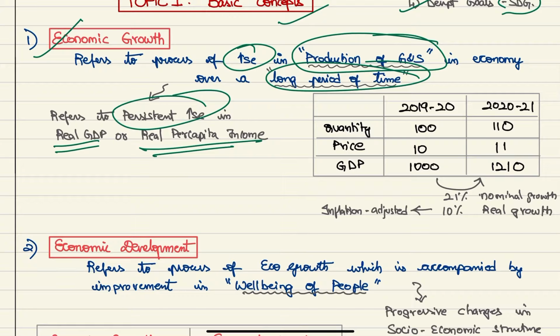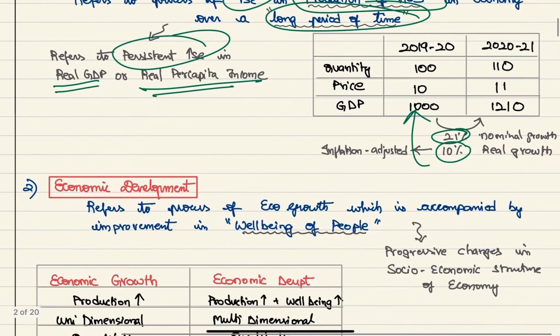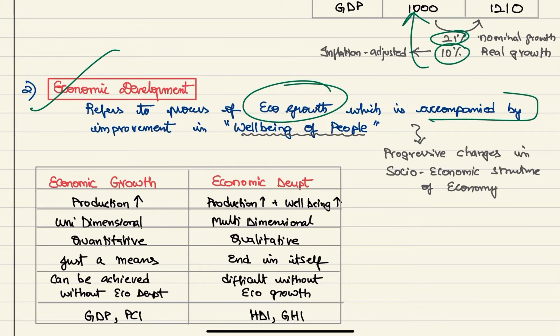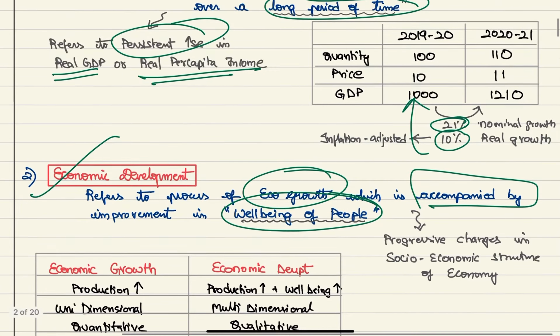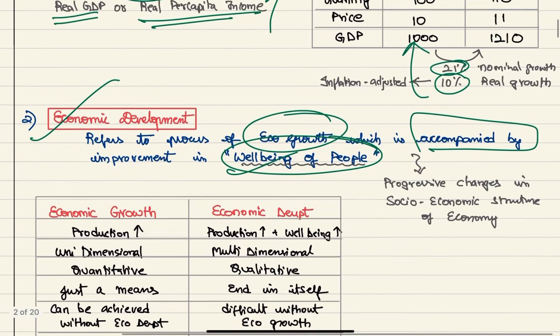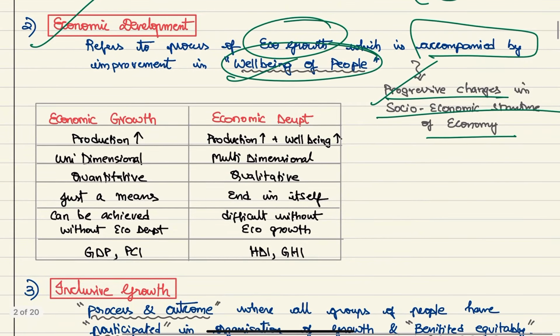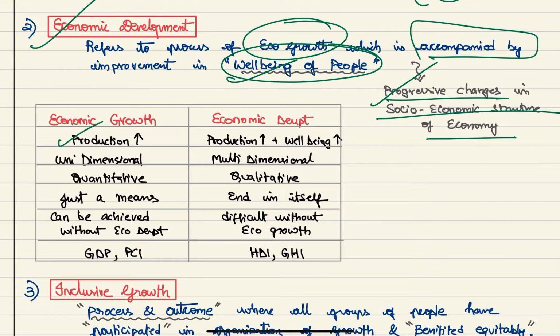So real, this is nominal and this is real. Just look at this table. And next we have economic development. It is the process of economic growth which is accompanied by well-being of people. So here only economic growth, here well-being of people also must be there. Therefore it's about progressive changes in the socio-economic structure of an economy.